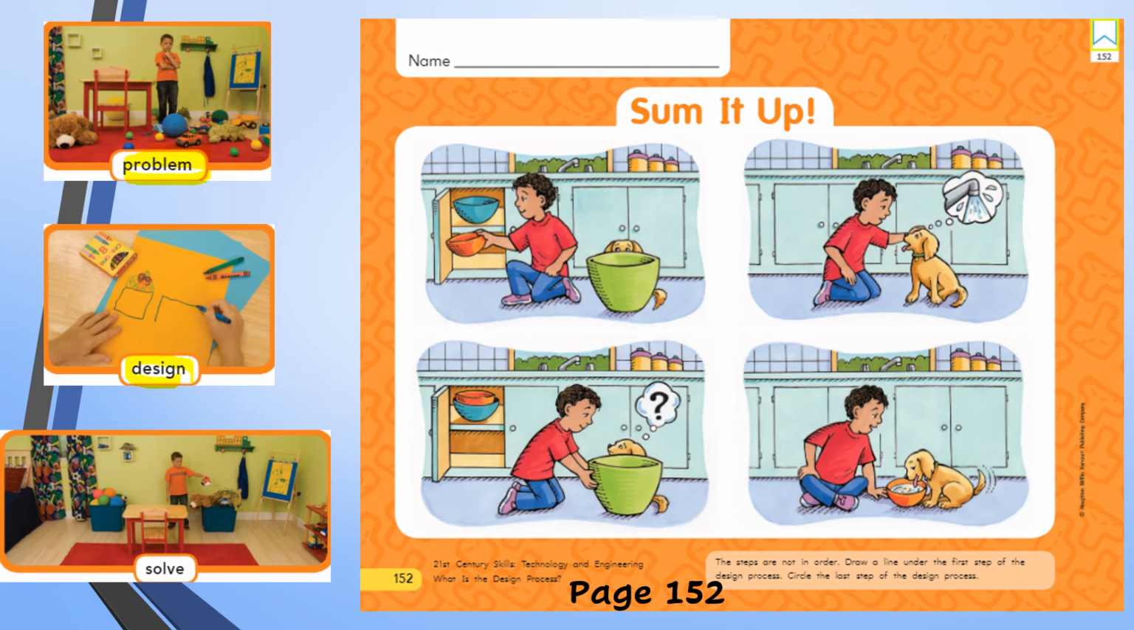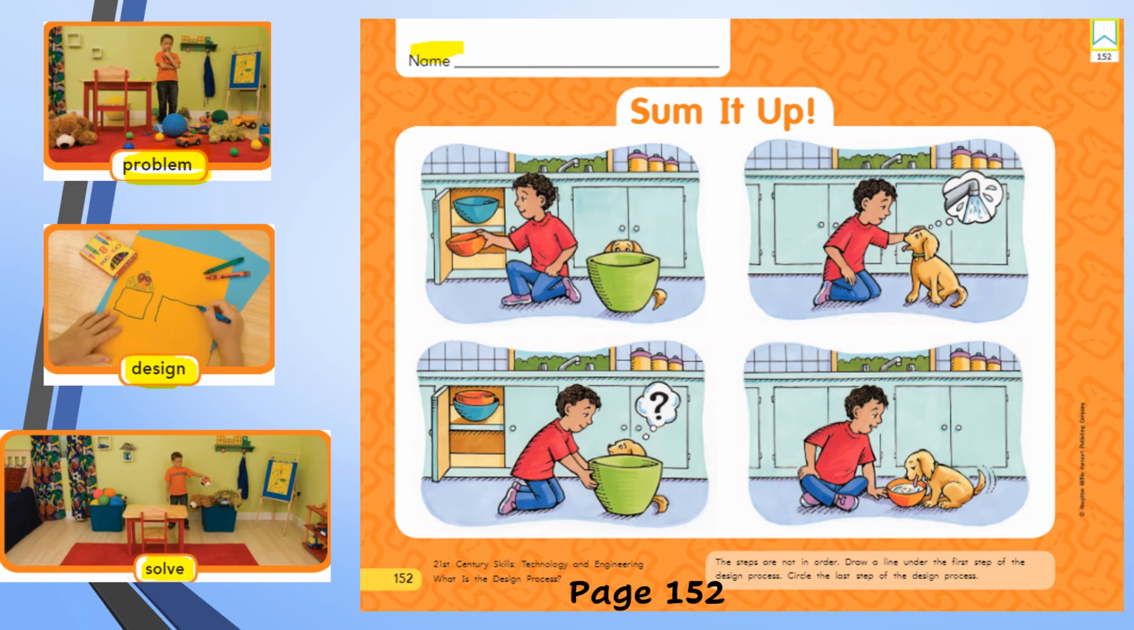We have our design, all right? We make our plan on how we're going to fix our problem, and then we try it out and see if it solves our problem, right? If not, we go back and we make another plan. All right, so over here on our workbook page, which your name should already be on the top, we have 4 different pictures, all right? And these pictures are our design process, but they're not in order, okay?